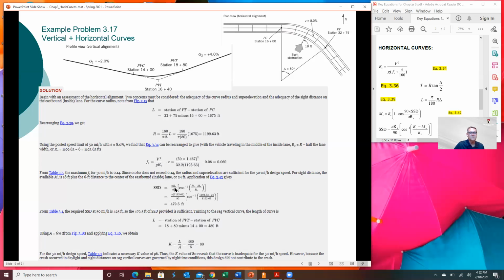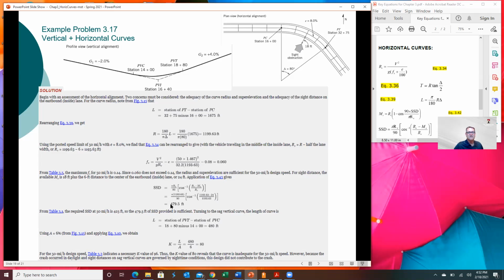Pi, R sub V is given up here at 1193. And you've got 90 cosine, arc cosine R sub V. Then you've got this M. The distance M is 18 feet, but then you have to add half the lane width to that. That's 18 feet to the edge of the lane. So you add half a lane width to get to the actual driver's eye. And so that's 24 feet. You put that in there. That's everything you need to be able to solve that equation.